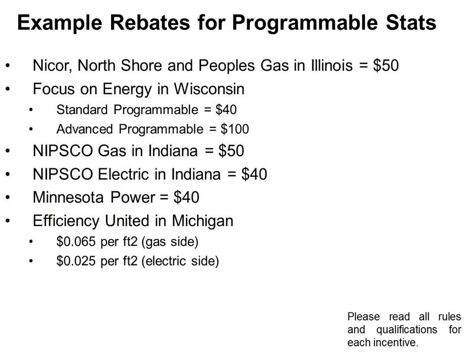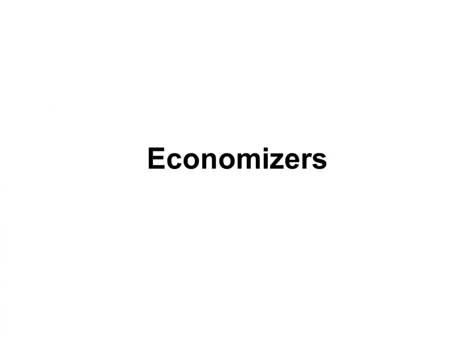Wisconsin's actually kind of nice. They actually separate it from standard programmable thermostat, $40, to advanced programmable, $100, which means you got to do the extra things I just talked about. You got to interlock to the ventilation damper to shut it at night, and you got to have the ability to do 2-stage integrated economizer, right? But then you get more money.